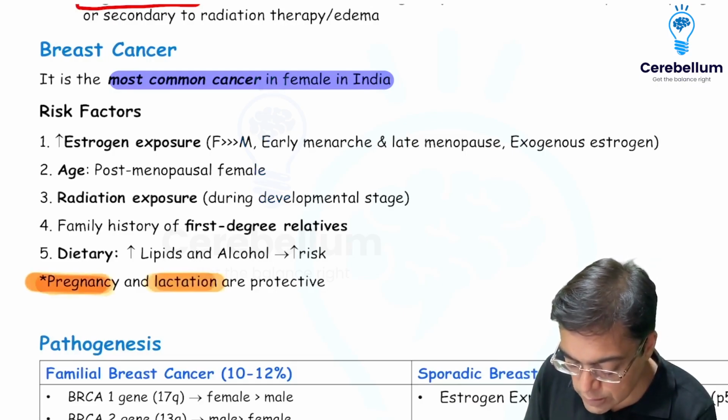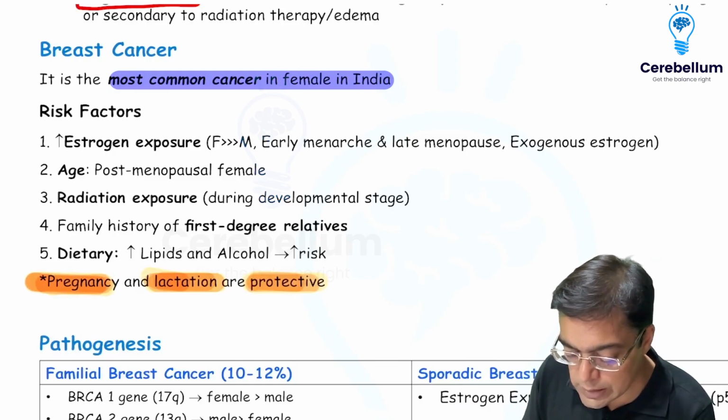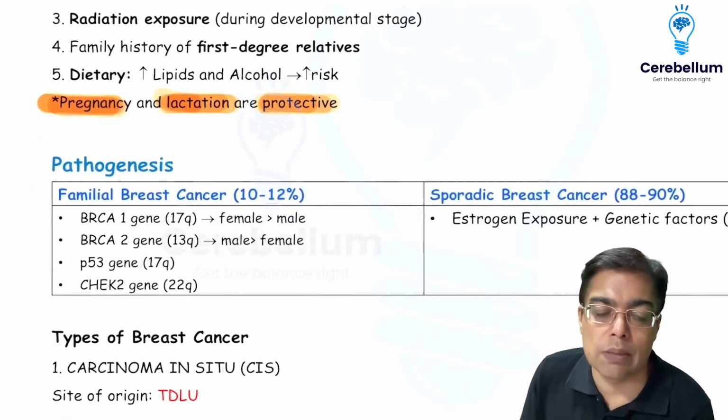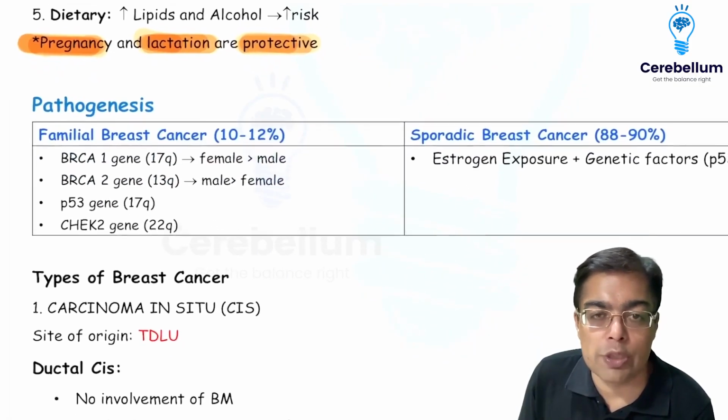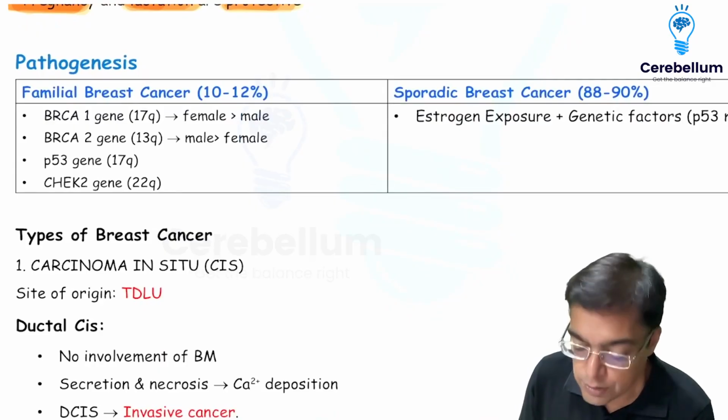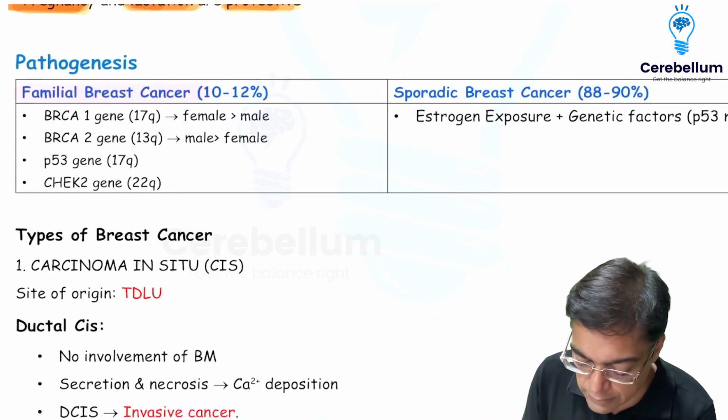Protective factors are what is not to be forgotten. Pregnancy is protective, friends. Lactation is protective. Both pregnancy as well as lactation are actually responsible for causing better differentiation of the cells. The well differentiated cells, of course, are going to be the more mature cells, with a lesser chance of having a cancer.